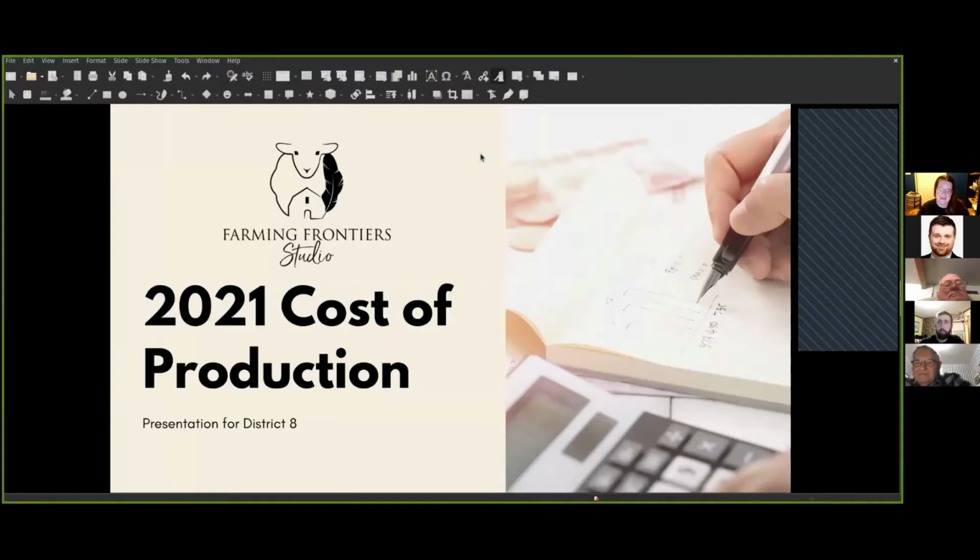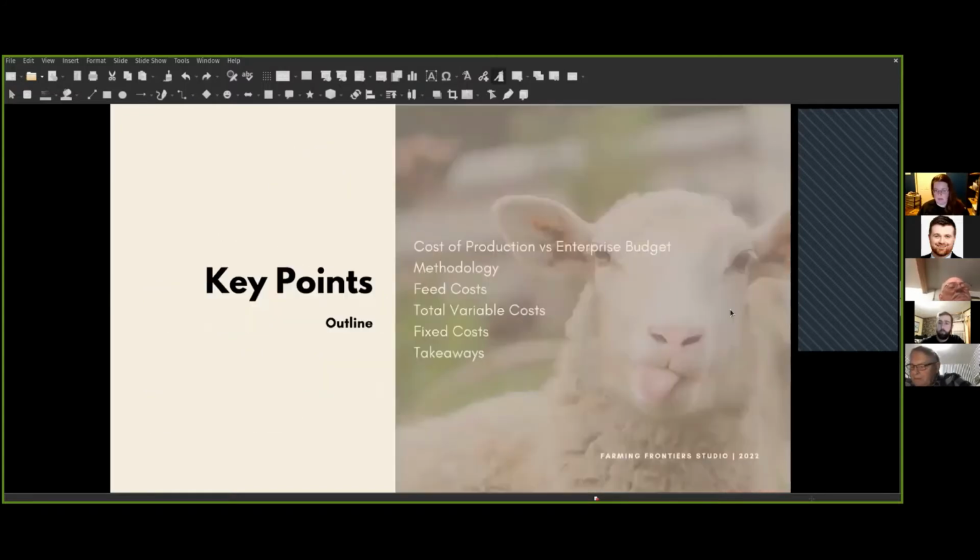Sorry. So my name's Ursina Studhalter, I'm also a sheep farmer, and I got asked to speak about cost of production tonight because I ended up writing an article about what it cost my farm, our costs for 2021, and some of the methodologies and the ways I went about calculating it.